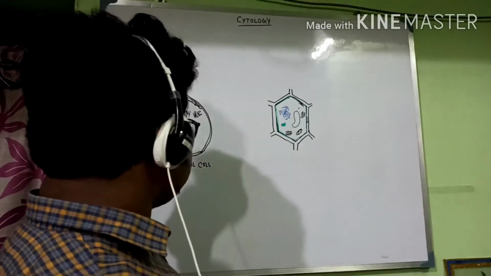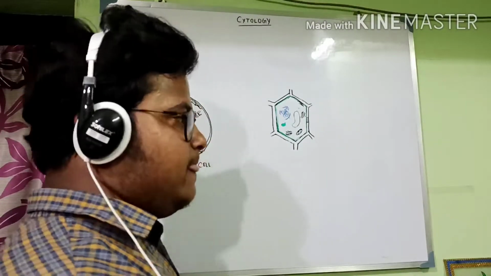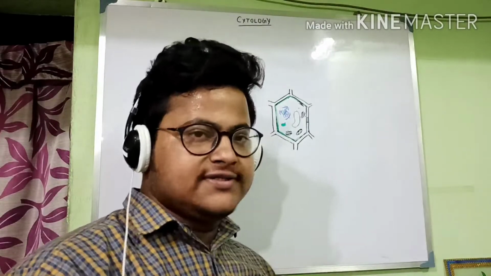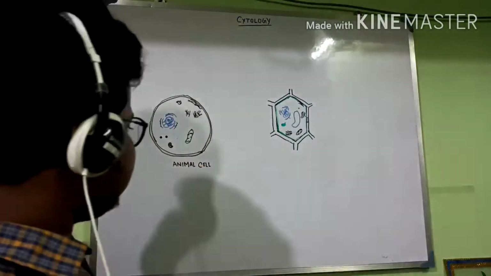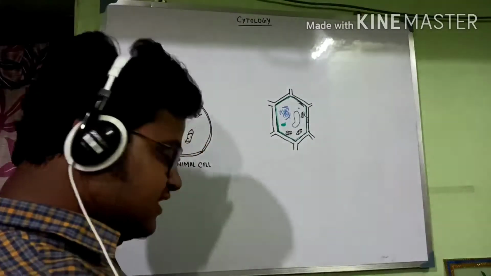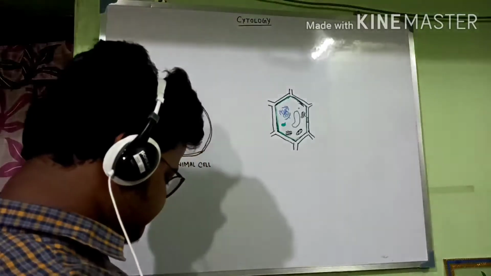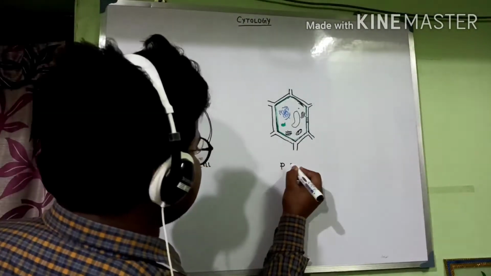At first we have to know that there are two types of cell: the prokaryotic cell and the eukaryotic cell. We will make a video about the prokaryotic and eukaryotic cell later. In this video, you have to know that two types of cell exist: one is the animal cell and another is the plant cell. Okay. So this is the animal cell and this is the plant cell.